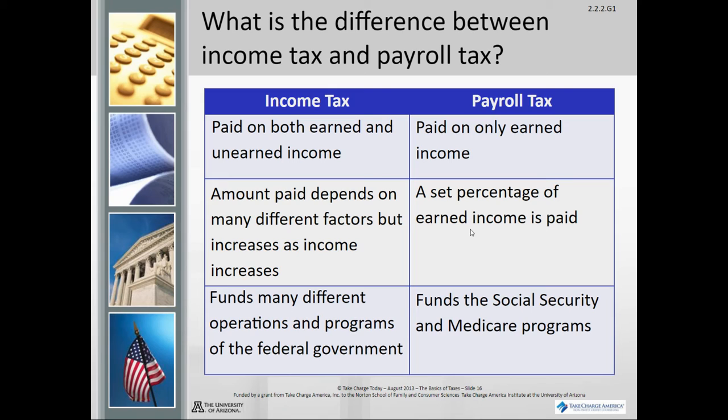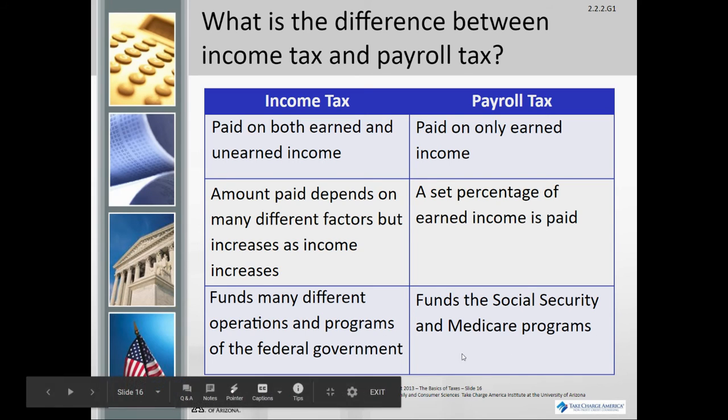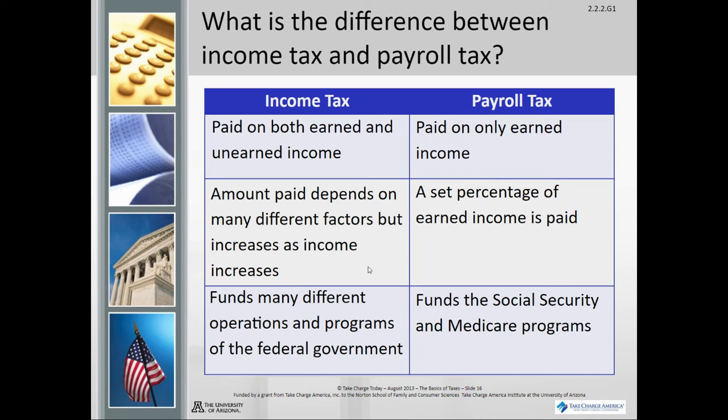The amounts differ and the percentages differ, but in general, you could assume that the more money you make, the more taxes you're going to pay in both of these areas. And they both go to fund different things. So, specifically, payroll tax is funding Social Security and Medicare, but the income tax from your state and federal government are going to other expenses.